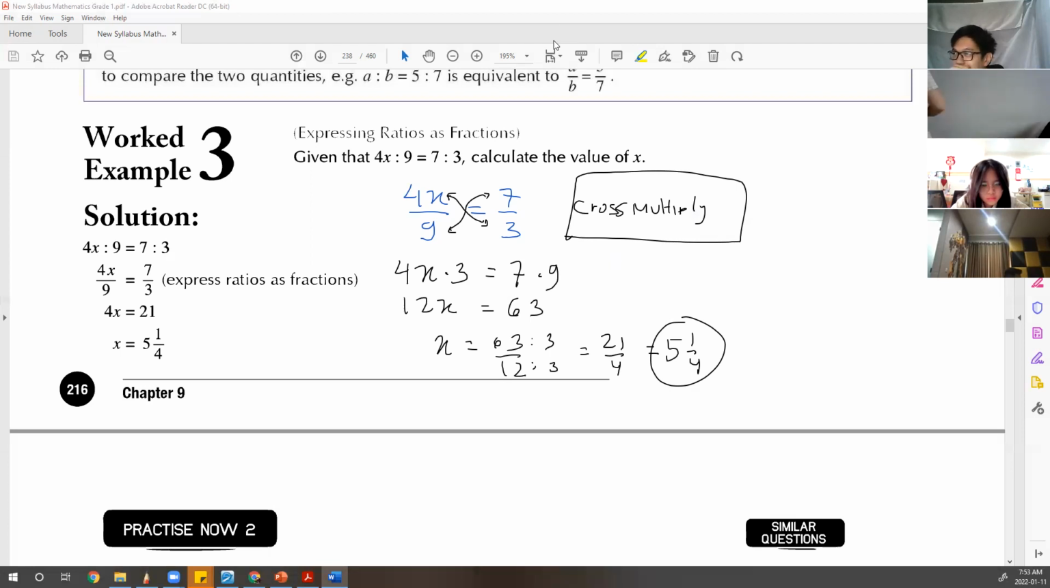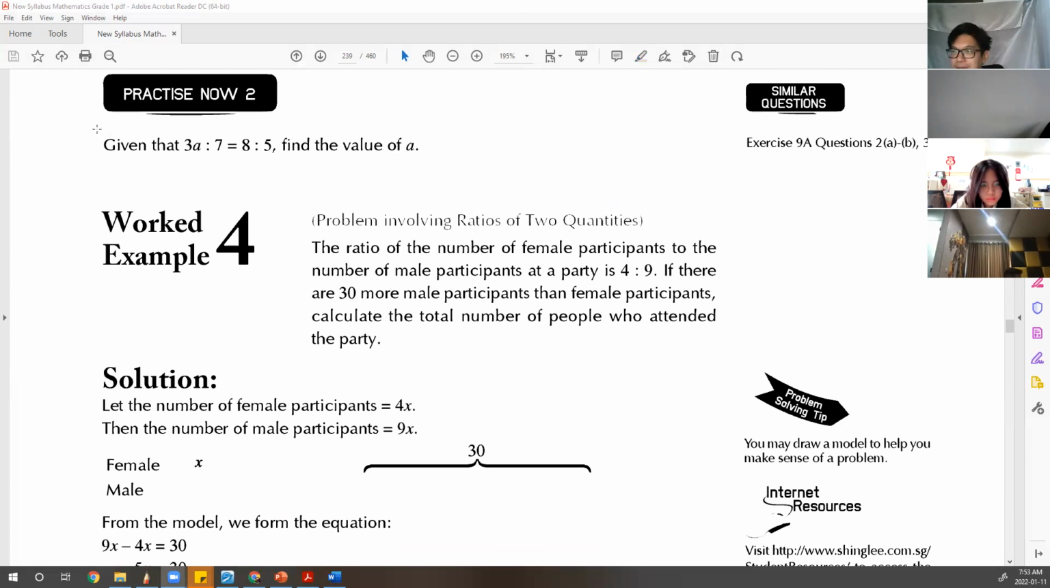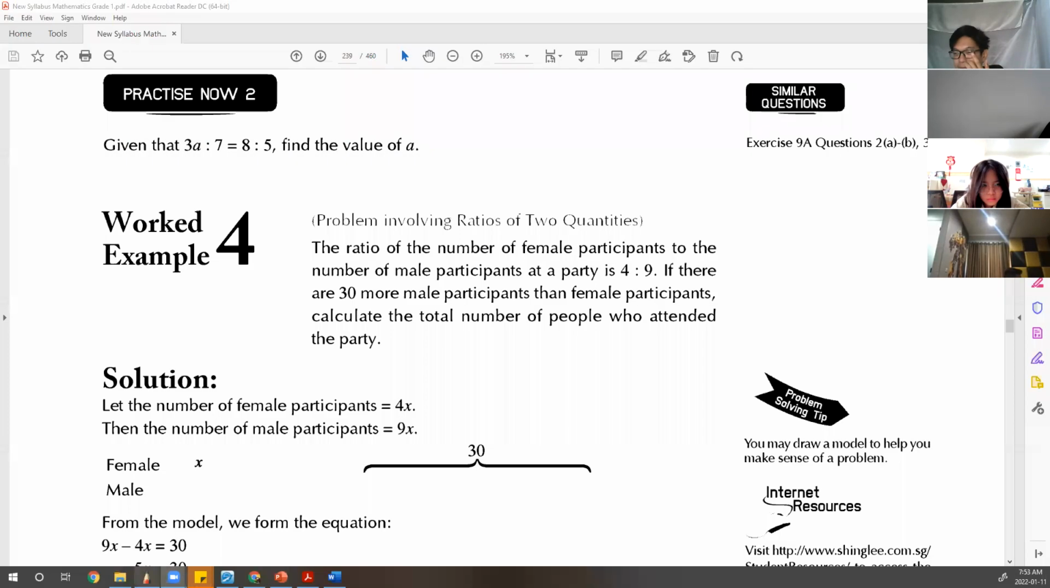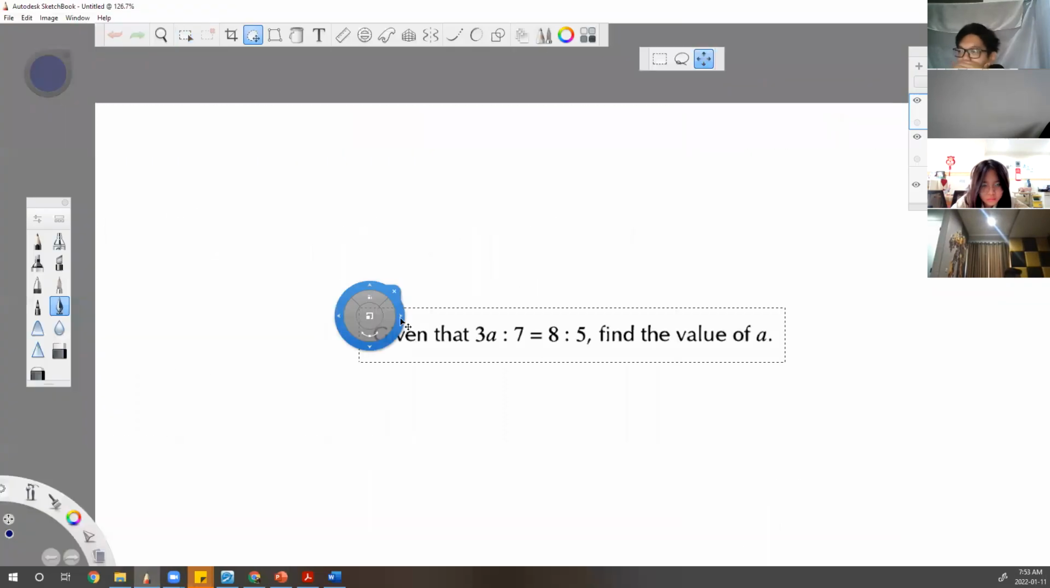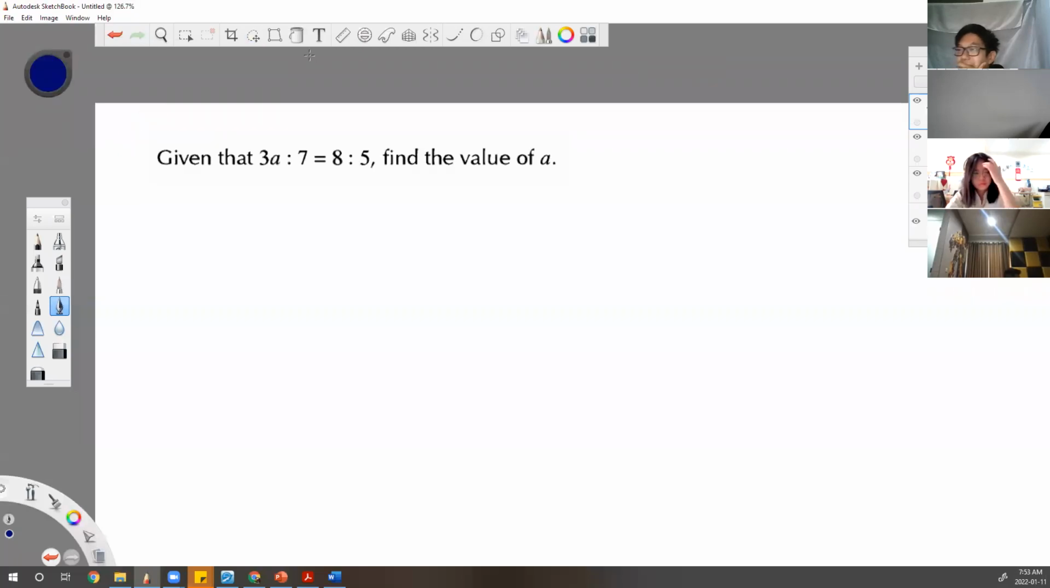Lanjut. If you have question, ask me. Nah, yang ini. Lihat yang bawah ya. Saya mau copy dulu ini, mau kasih ke sini, jadi bisa lihat. Given that 3a by 7 equals 8 by 5. Oke, masukin aja 3a by 7 over 8 by 5. Oke, ingat pertama cross multiply.